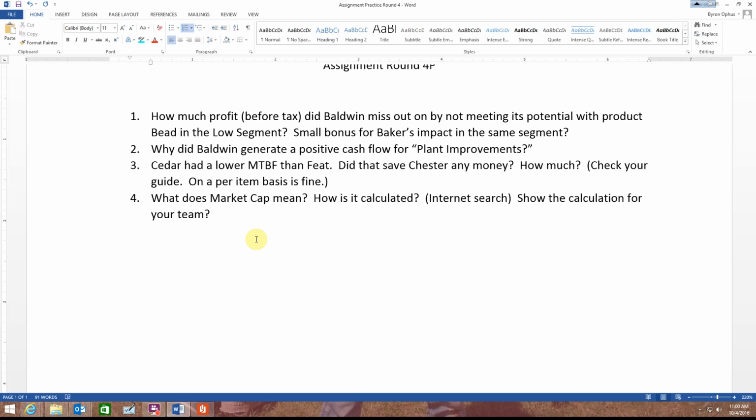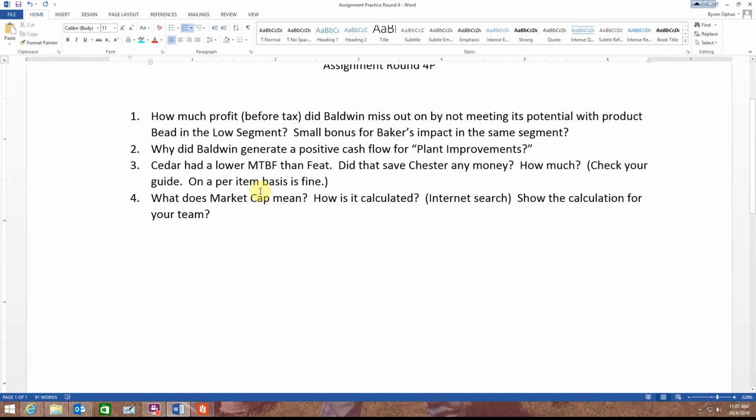There's a lot of other interesting information about MTBF. You might want to read it while you're there, and you can tell me then how much it saved per item. If you want to go through and do the math, that would be wonderful, and show me what it saved overall.